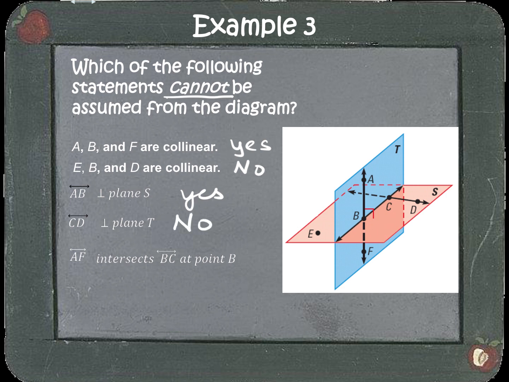And then the last one on this slide, it says that line AF intersects BC at point B. So let's look for AF. It's right here. And then BC, sorry, BC. And it says that it intersects at point B, which it does. So this one is yes.